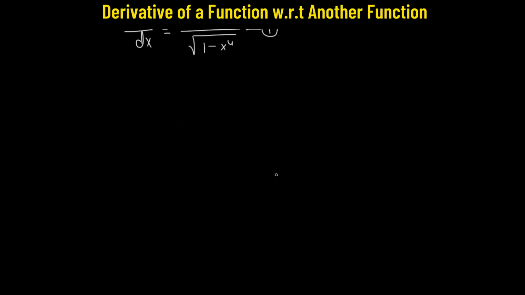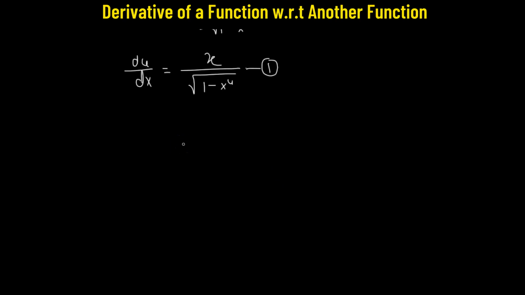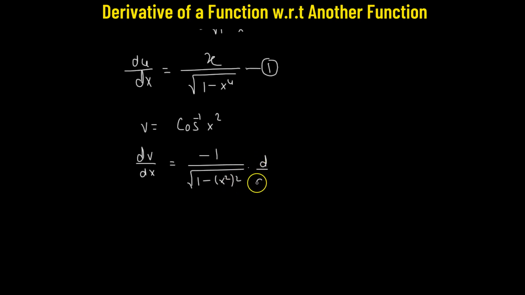We considered our function v to be equal to cosine inverse of x squared. So when we take the derivative of v with respect to x, that will be equal to negative 1 divided by square root of 1 minus x squared whole squared, multiplied by the derivative with respect to x of x squared, which gives us negative 2x divided by square root of 1 minus x raised to the power of 4. So this is the derivative of v with respect to x.